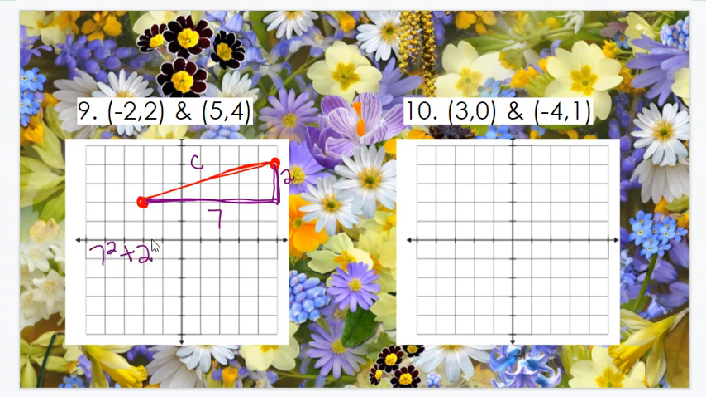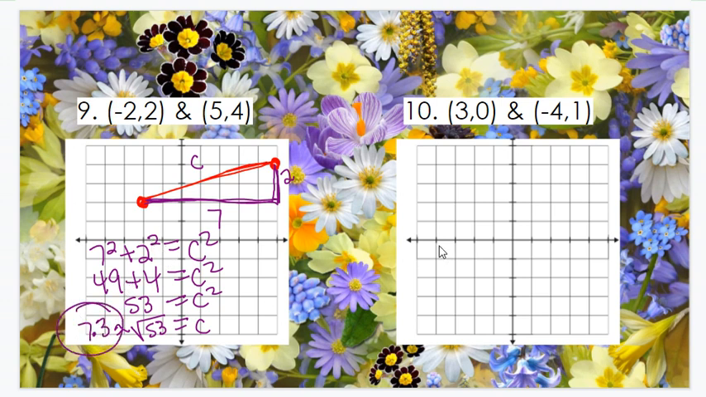7 squared plus 2 squared equals c squared. So that gives me 49 plus 4 equals c squared. 49 plus 4 is equal to 53 equals c squared. So we're going to take the square root of 53 to find c. So the square root of 53 is approximately 7.28, so that rounds to 7.3.